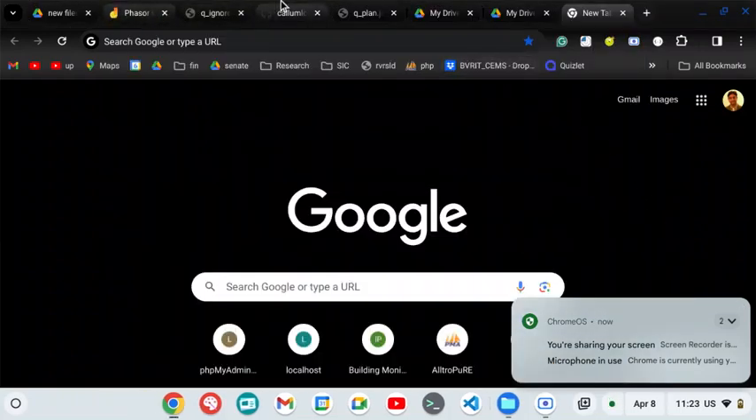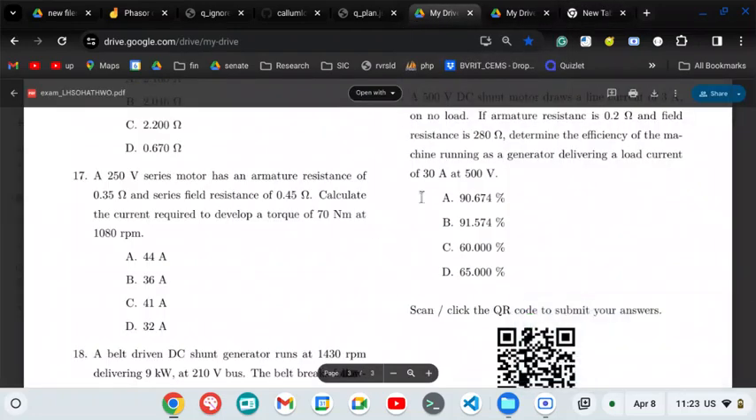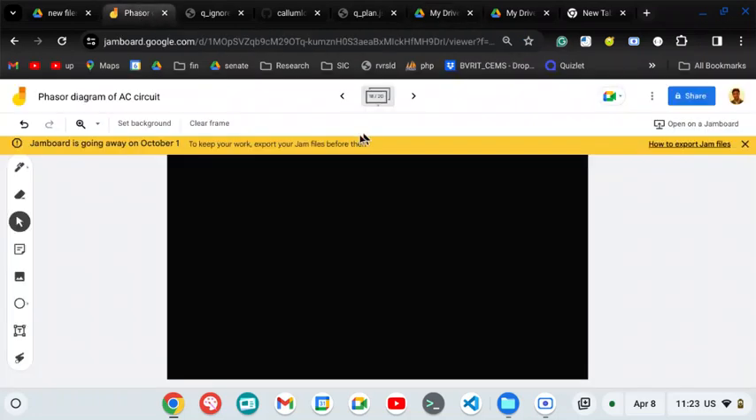So this is the question. We are looking at question number 17, which has a series motor. So let's begin by first drawing it, and then from there we will go forward.